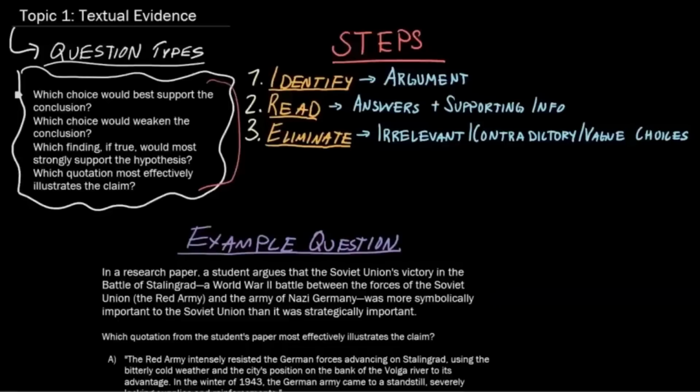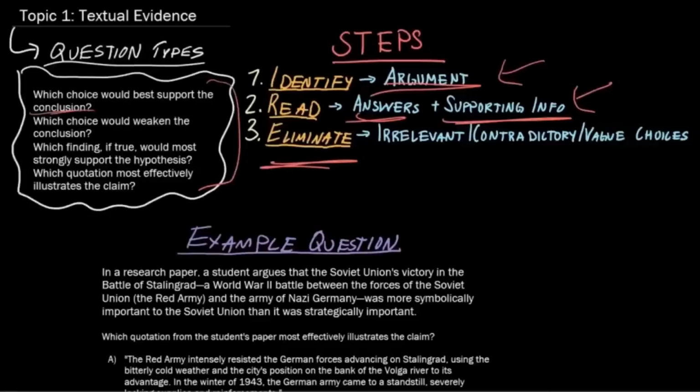This whole question is going to center on what the conclusion is, what the hypothesis is, what the claim is, right? If you can't identify that, you're not going to know how to answer the question. This is the most important step. What you're going to do then, you're going to read the answers, and you're going to read the supporting information. In other words, every part of the paragraph, every part of your passage that's not the argument. Okay. Then you'll eliminate choices that either go against your argument or that don't make sense with the supporting info.